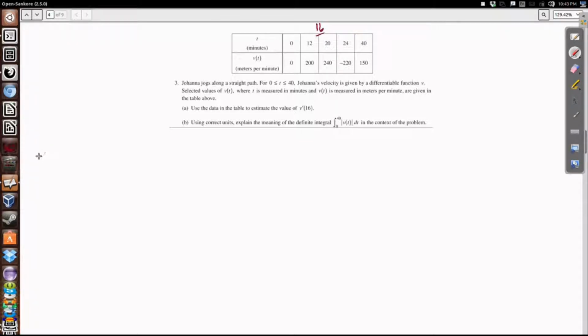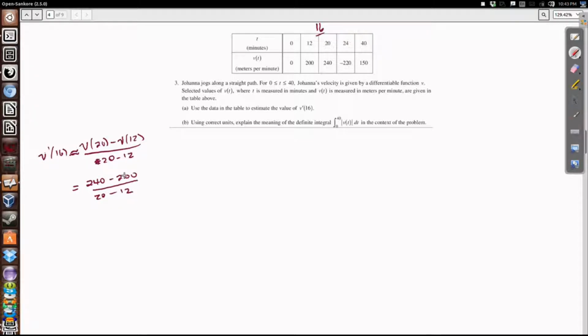And I know that I can estimate v prime of 16 by looking at the slope between 12 and 20. So v of 20 minus v of 12 over 20 minus 12. Keep in mind this is an approximation. This is not the actual value. So when I approximate this, this is going to give me 240 minus 200 over 20 minus 12.